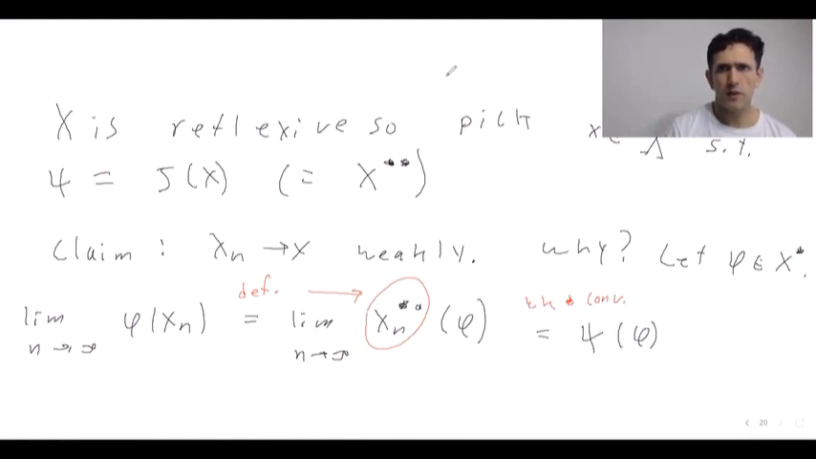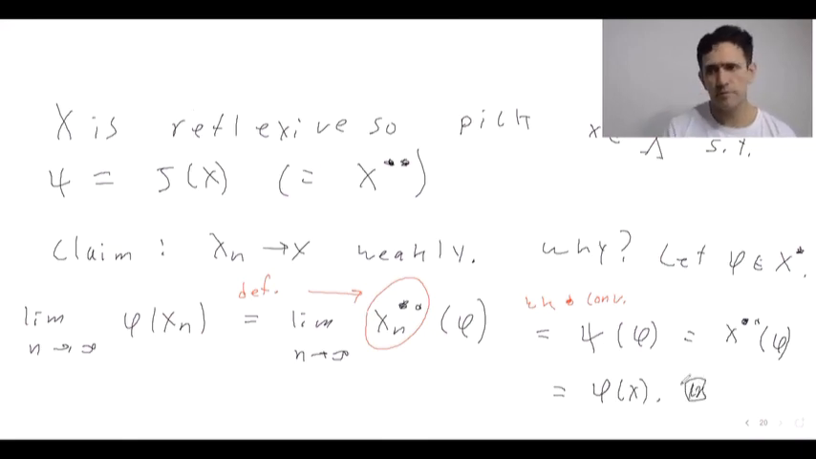Okay. Well, this is going to be psi, which is given by X star star. So this is X star star phi. And again, by definition, this is phi of X. And that's all there is to it, right?